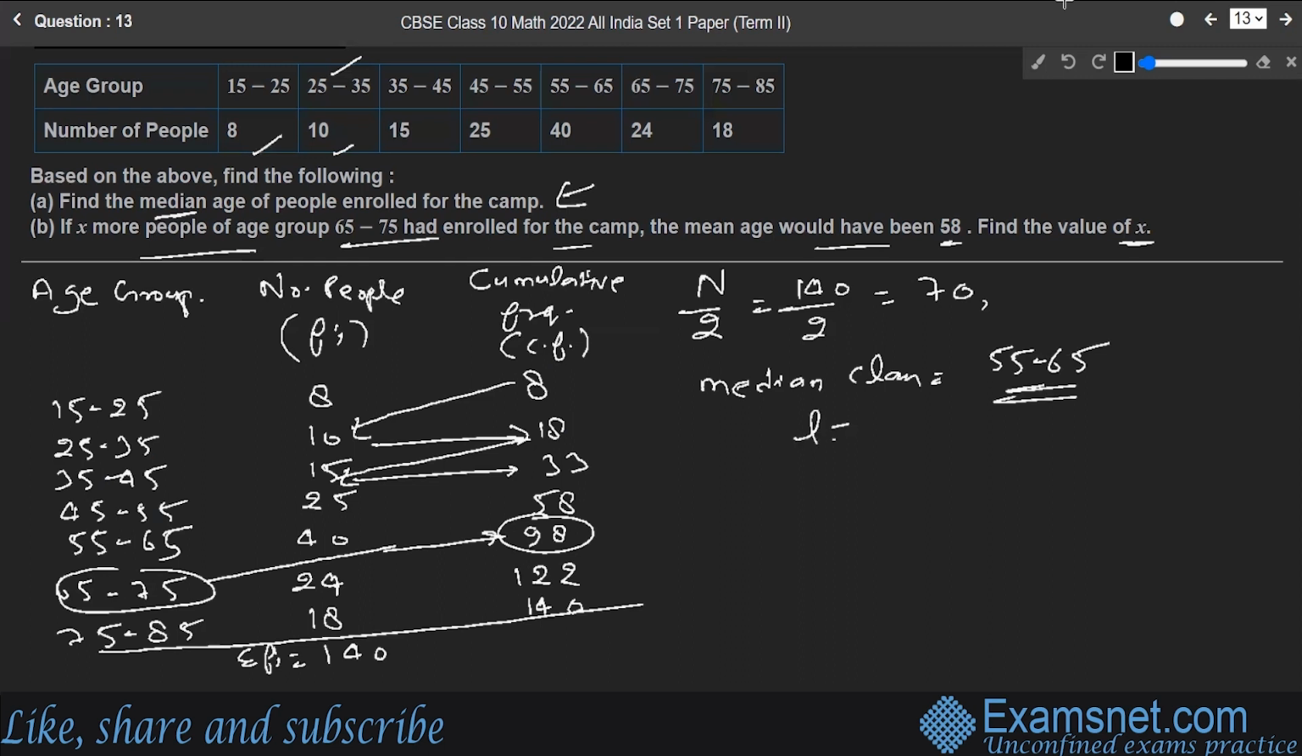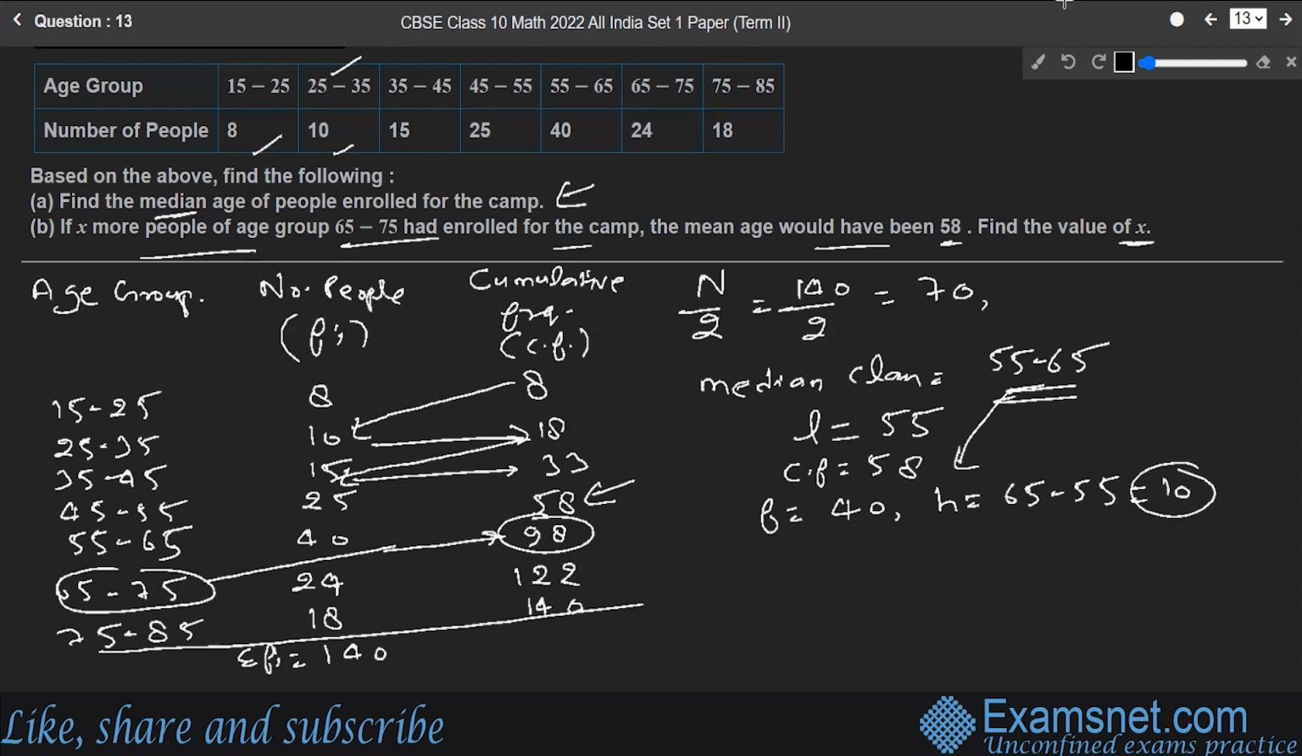Now the lower class limit, as it is visible, is 55. The cumulative frequency, we have seen from the chart, is 58. The F value, the frequency of the class, is 40, and the class width, h, is nothing but 65 minus 55. 65 minus 55, the class width is 10. This class width is common to all the classes.